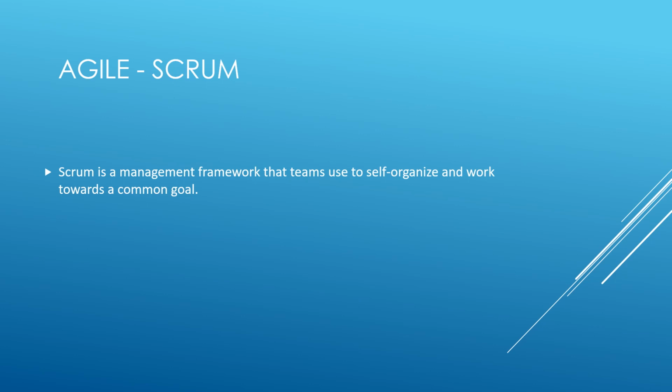Hi all, in this video let us look at Scrum methodology in Agile. Scrum is a framework used to develop complex products. The Scrum team will be a self-organizing team and works towards a common goal.